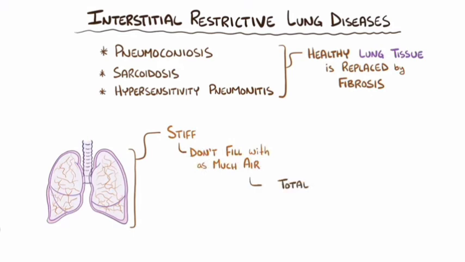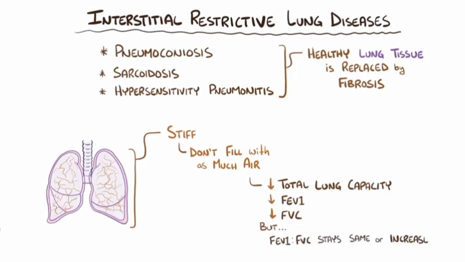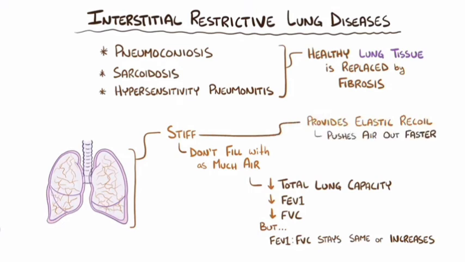That causes the total lung capacity, forced expiratory volume in 1 second, and forced vital capacity to all decrease. Interestingly, the FEV1 to FVC ratio actually stays about the same, or increases, because the FVC is reduced more than the FEV1, because a fibrotic lung provides elastic recoil and allows the air to be pushed out faster during the first second of expiration.